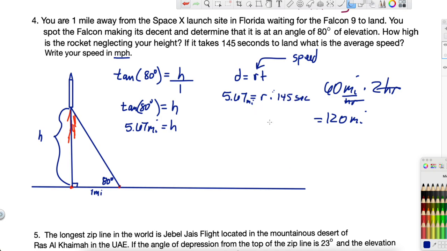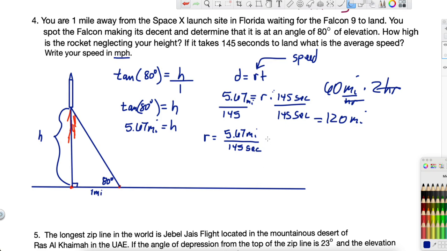Okay, so if we divide 145 seconds to both sides, now I'm going to rewrite this. So I got R equals 5.67 miles divided by 145 seconds. We see this is miles per second. And what does mph mean right here? It means miles per hour.